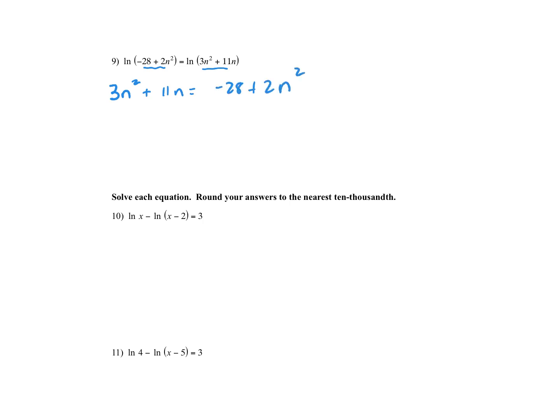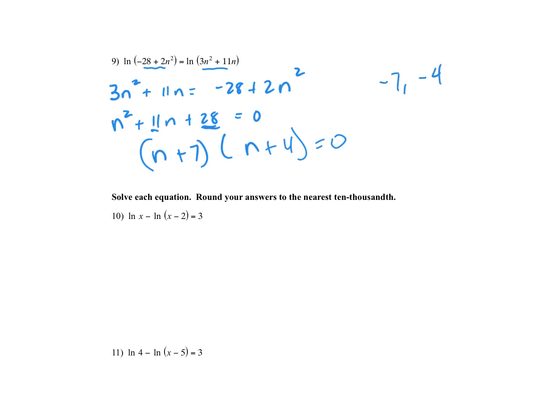And when we move everything to the left, we get n squared plus 11n plus 28 equals 0. So (n plus 7)(n plus 4) equals 0. What times what is 28, added together is 11? That's 7 and 4. So your two answers would be negative 7 and negative 4. And when you plug those in, they both work.